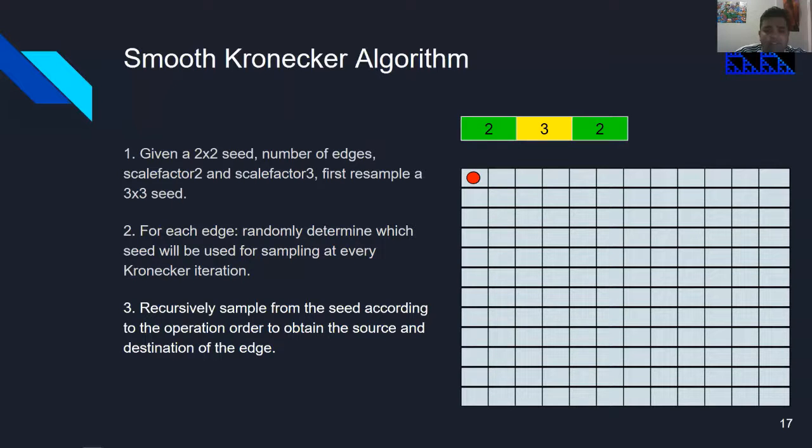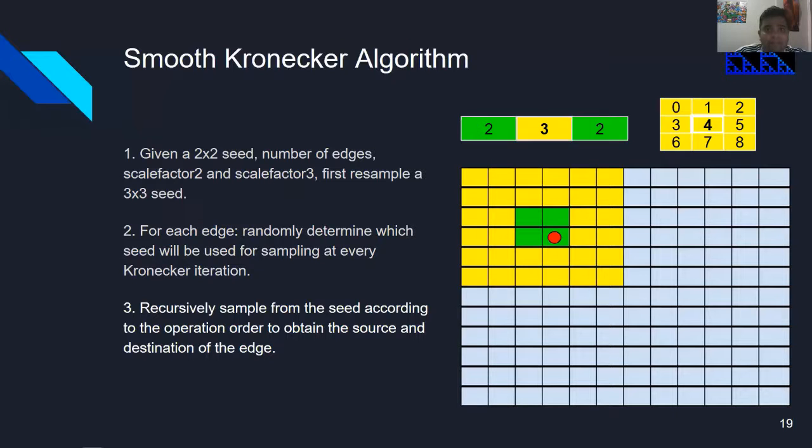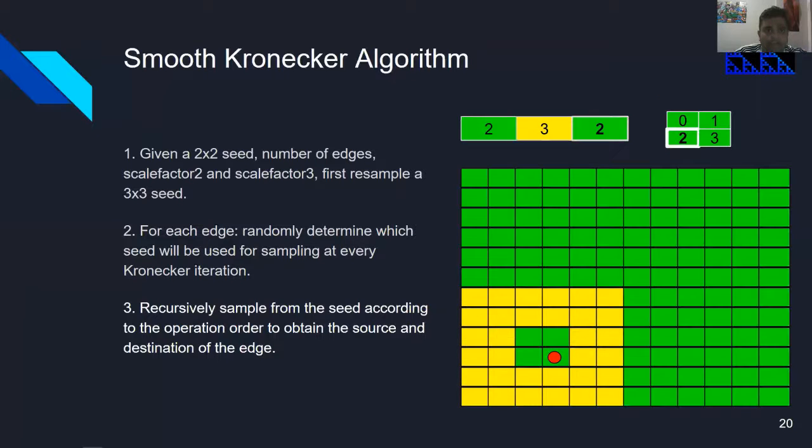Here, before the Kronecker iterations for the edge, the source and the destination of the edge are initialized to be the vertex 0. In this first iteration, we sample the bottom right quadrant from the 2x2 seed and move the source and destination of the edge to vertex 1 and 1 respectively. In the second iteration, we sample the middle element from the 3x3 seed and update the source and destination of the vertex. Finally, in the third iteration, we sample the bottom left quadrant from the 2x2 seed and obtain the final location of the source and destination of the generated edge. Steps 2 and 3 in the Kronecker algorithm are repeated until the desired number of edges are generated.